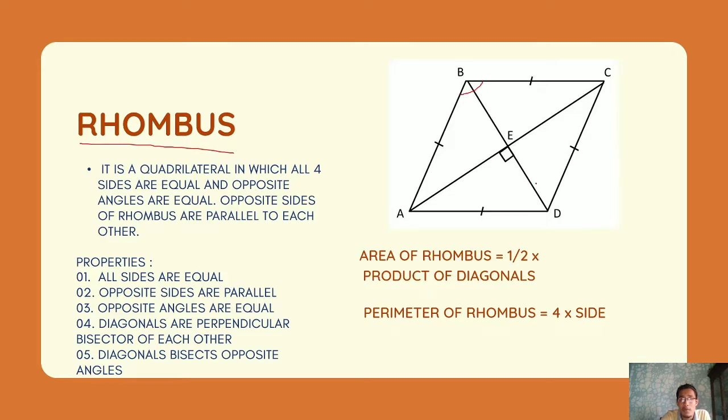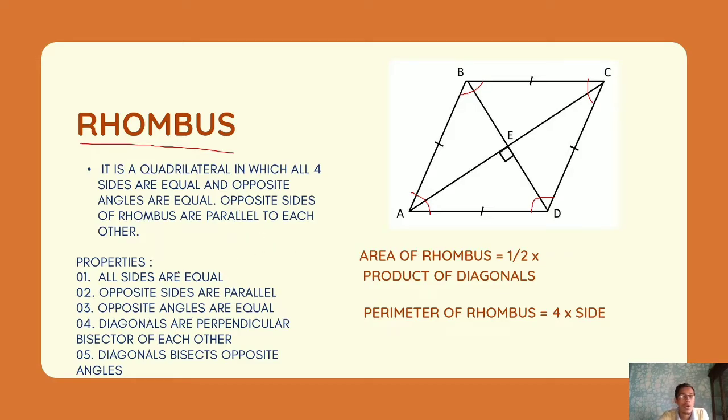So angle B and angle D are equal to each other, and angle A and angle C are equal to each other. These four angles are not equal to each other. Only opposite pairs of angles are equal to each other. Remember this. So angle B is equal to angle D, but angle B is not equal to angle A. Such type of quadrilateral is called a rhombus.